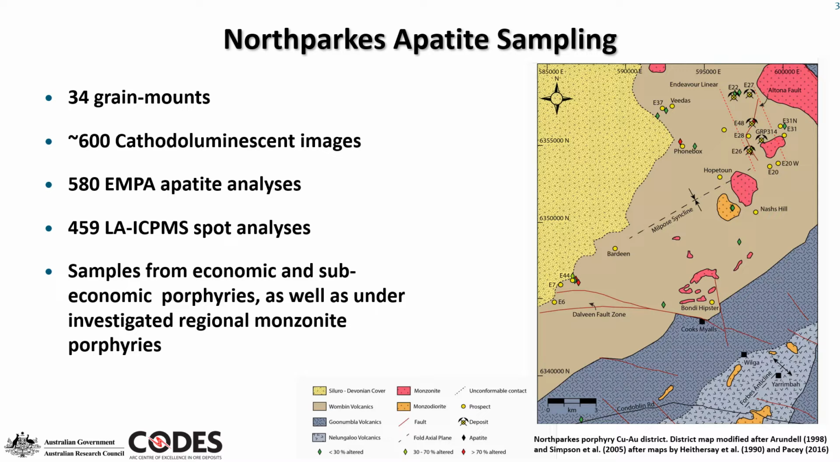So 34 grain mounts overall, 600 cathodoluminescent images, and then subsequent microprobe and laser ablation analysis on the same grains, with a few being discarded along the way due to not being suitable, and samples taken from a variety of economic and sub-economic intrusions across the district.